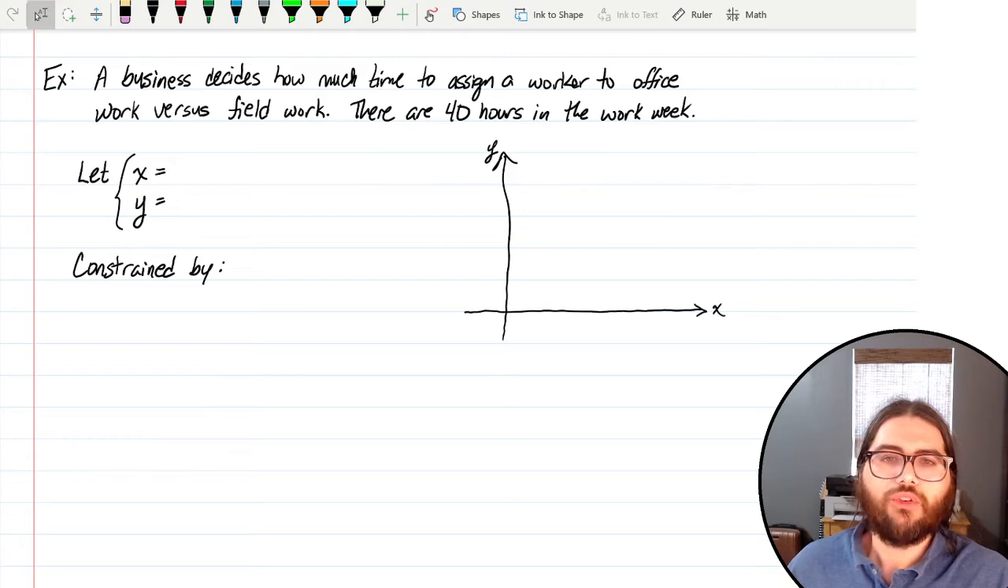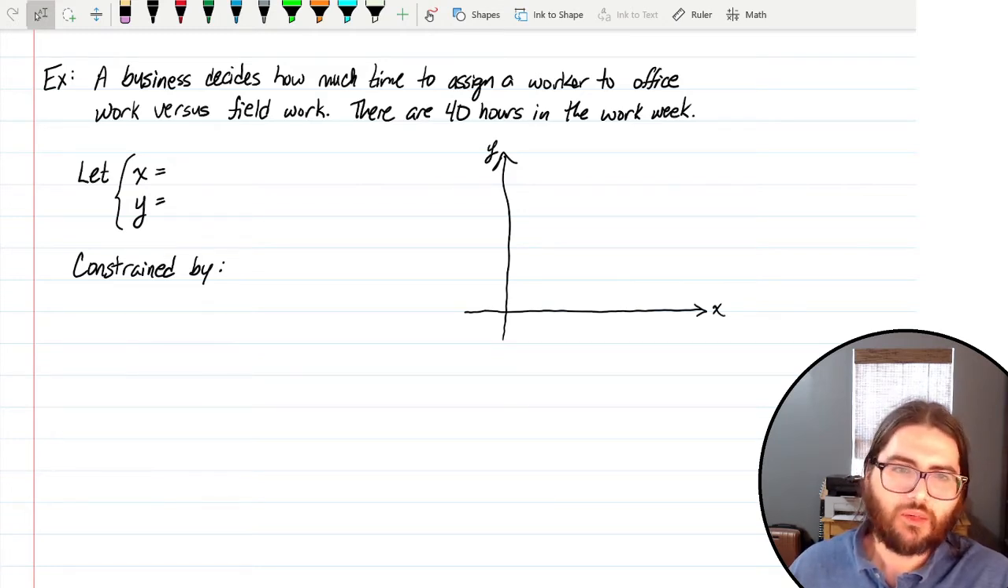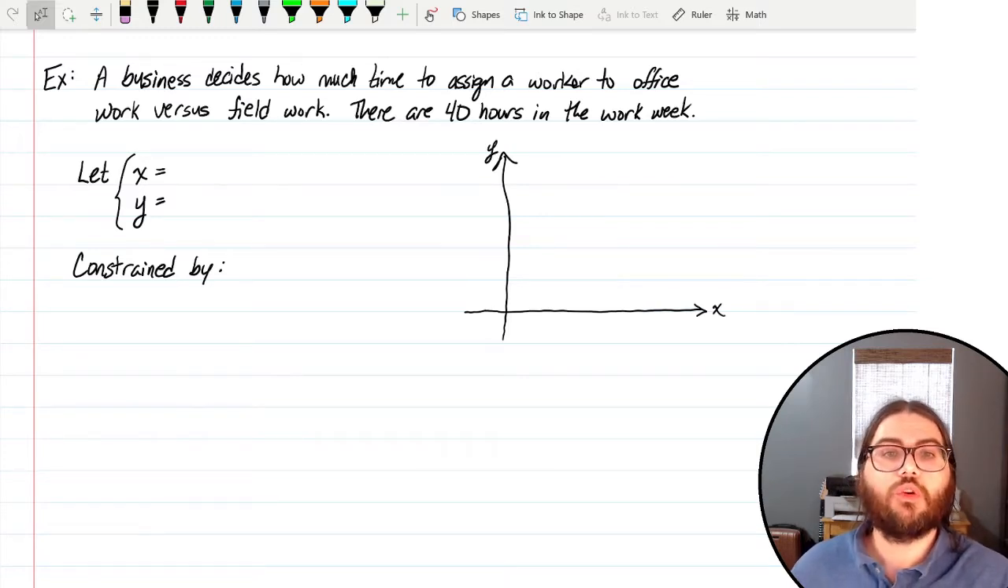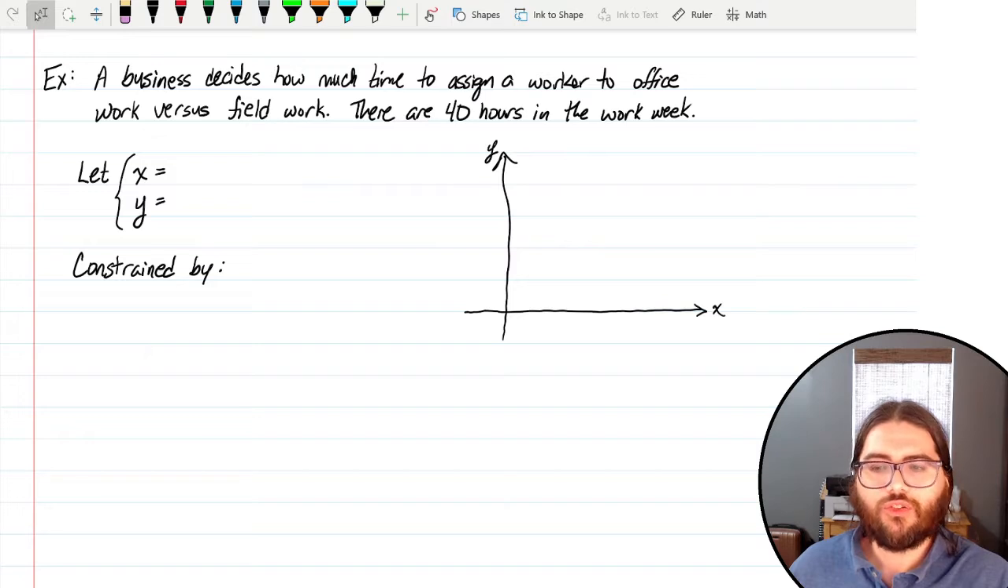There are 40 hours in the work week. Again, that number can be adjusted, maybe 50 hours, maybe 35 hours, but there are a finite number of hours in the work week. It certainly can't be any higher than 7 times 24, 168 or so. Can't be any higher than 168. But whatever the total number of work week hours there are, that's a constraint.